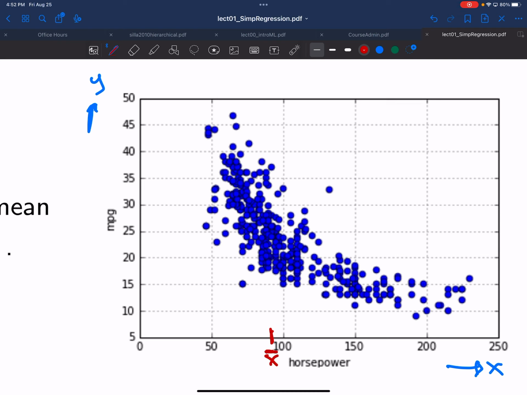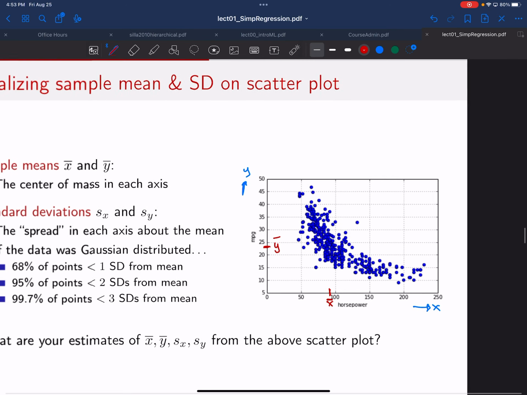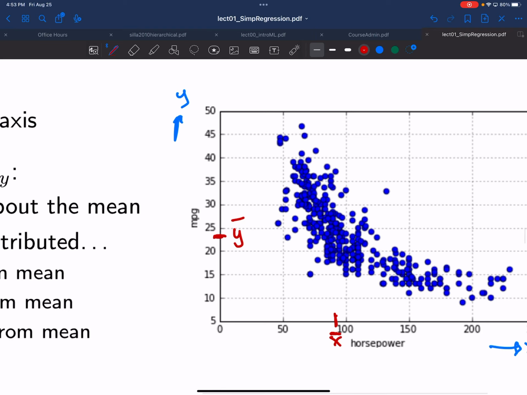What about the sample mean of Y? The sample mean of Y is around 27. Okay, yeah. Maybe something over here. If I had to guess, actually, maybe I'd put it a little lower, but we'll see in the next slide or so. And what about the standard deviation of X?